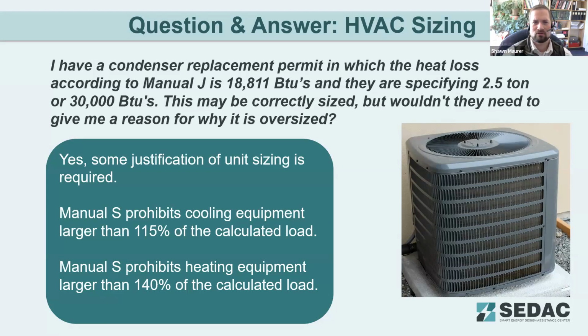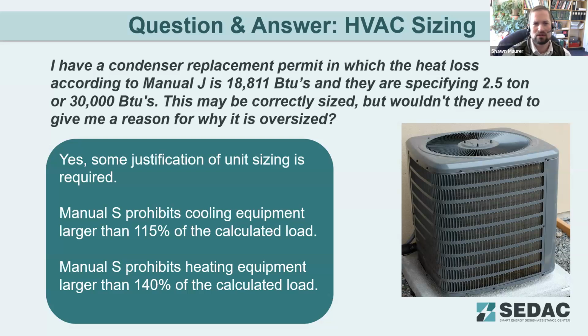Our next question involves sizing of systems. They have a condenser replacement permit. They've got a Manual J back from the contractor showing the heat loss is 18,000, almost 19,000 BTUs, but they're specifying a 2.5 ton or 30,000 BTU unit. And they're wondering, is this correctly sized? Would they need to give you a reason if it's oversized for some purpose? So yes, some justification of unit sizing is required.